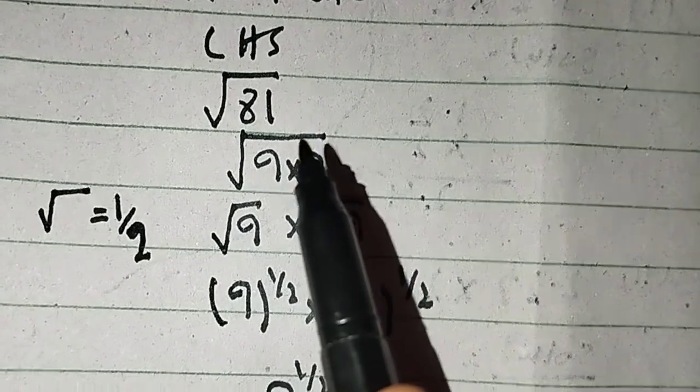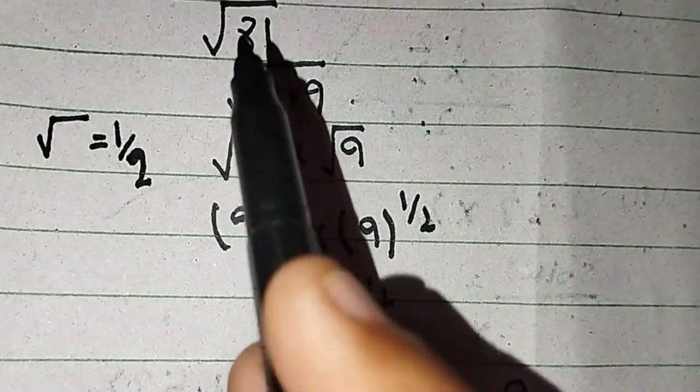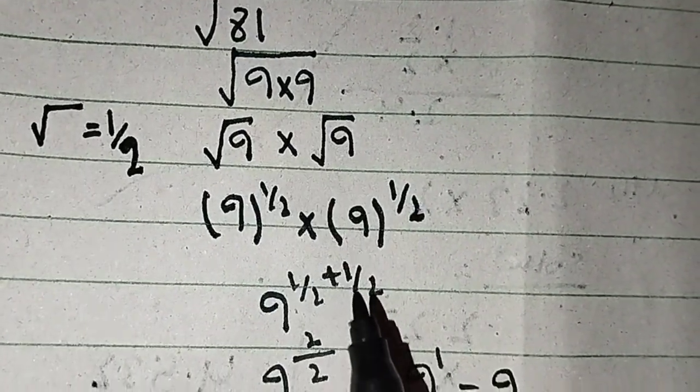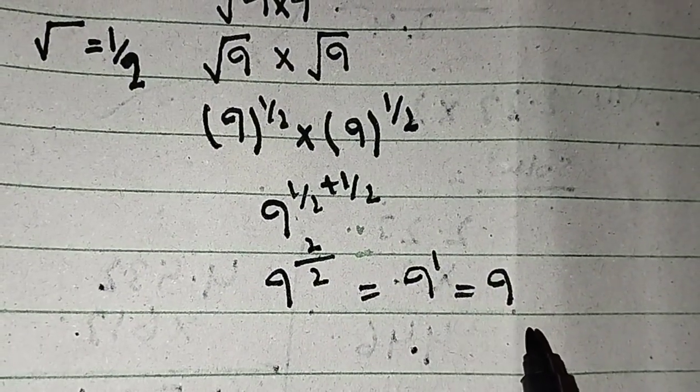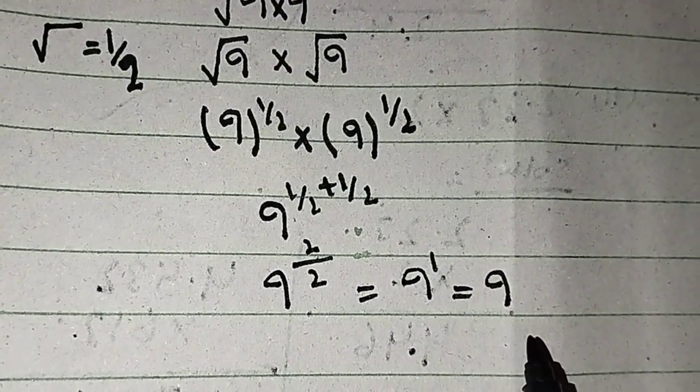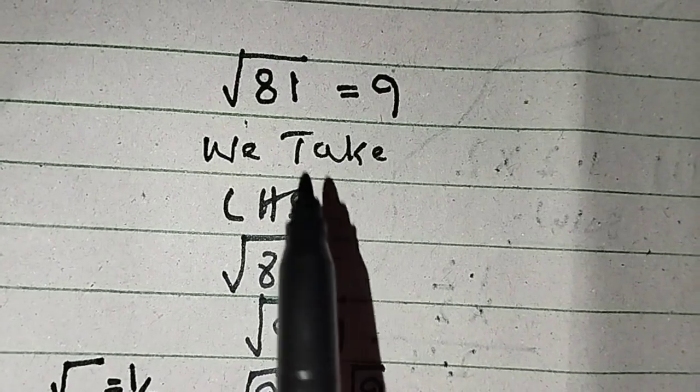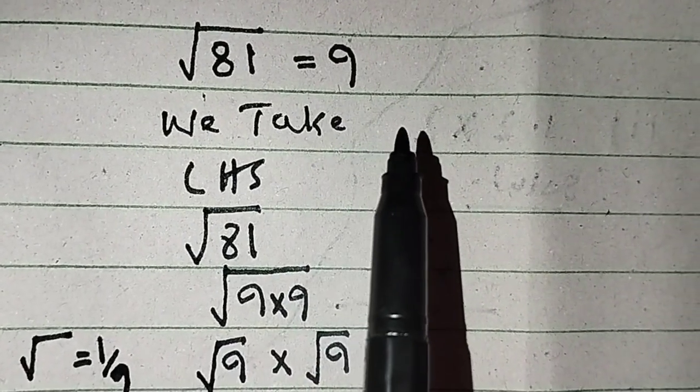This is the secret behind this question. So after solving all this, up to the answer, we know how radical 81 is equal to 9.